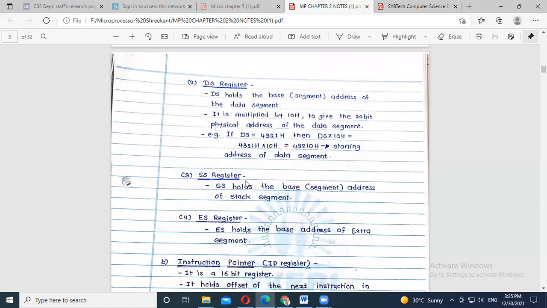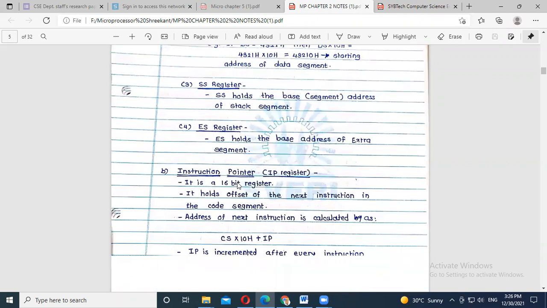And the stack segment: this stack segment holds the base segment address for the stack. Mainly for the push operations and pop operations, for adding data and deleting data, we have to use the SS register, the stack segment register.